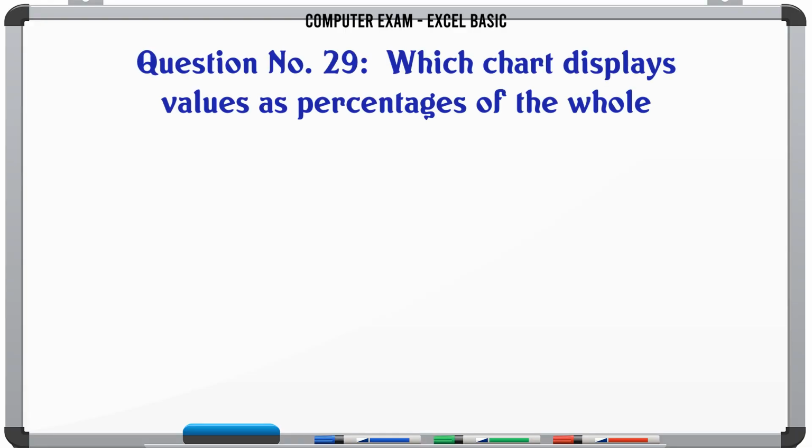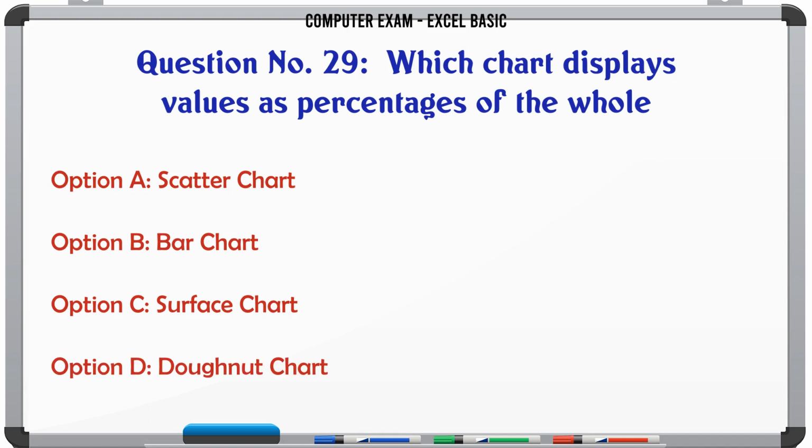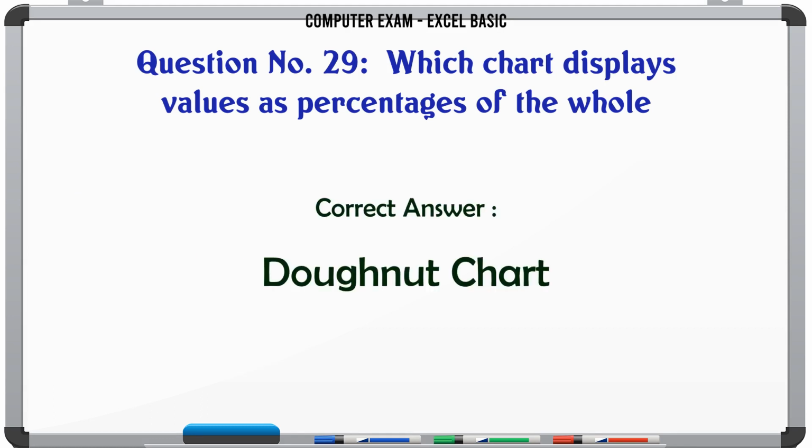Which chart displays values as percentages of the whole? A. Scatter chart, B. Bar chart, C. Surface chart, D. Donut chart. The correct answer is donut chart.